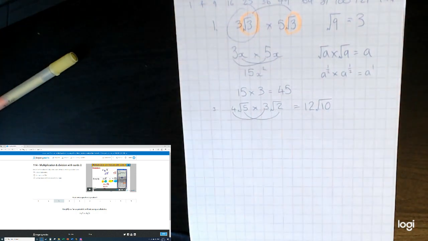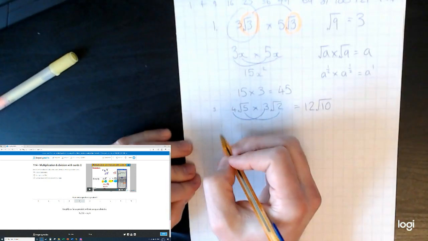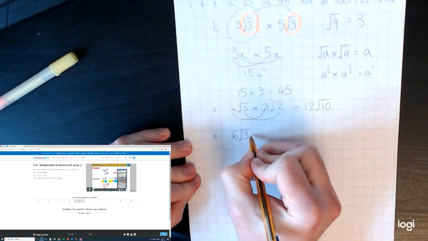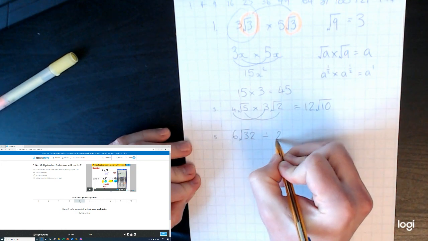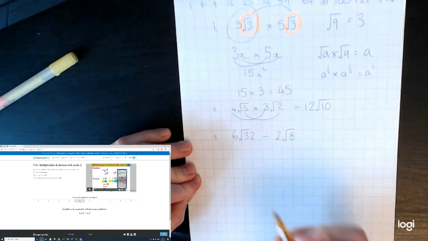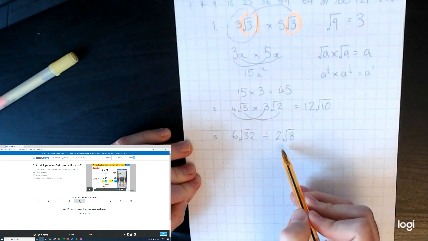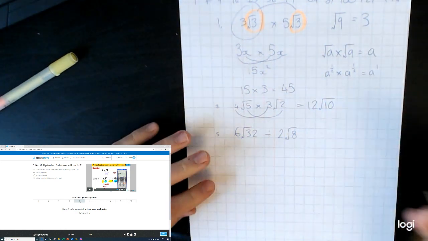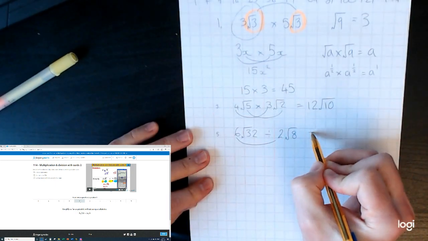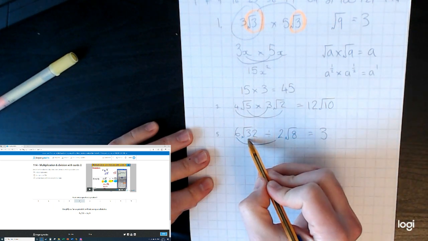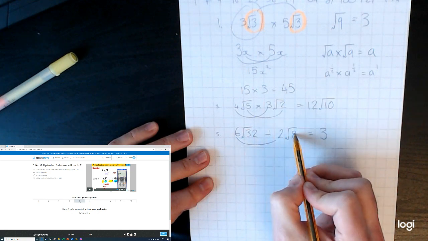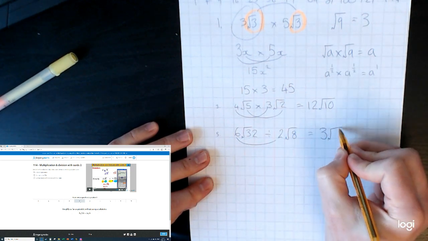So back to Hegarty then. Let's look for something a bit more. A division. Okay, so a basic division with coefficients. We've got 6 root 32 divided by 2 root 8. So again, even though it's a division, nothing has changed except we're dividing instead of multiplying. So 6 divided by 2 is 3. Root 32 divided by root 8: 32 divided by 8 is 4. So root 4.